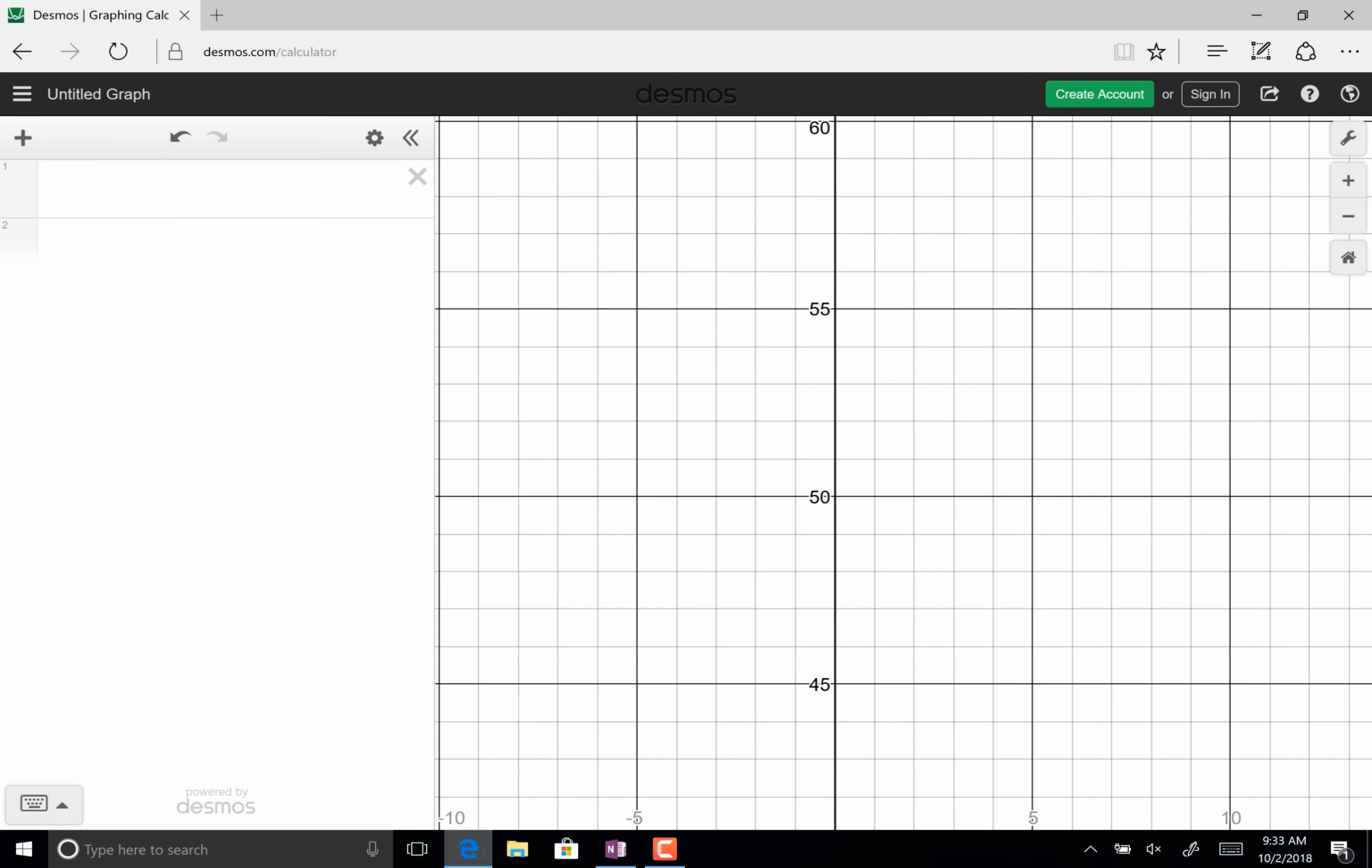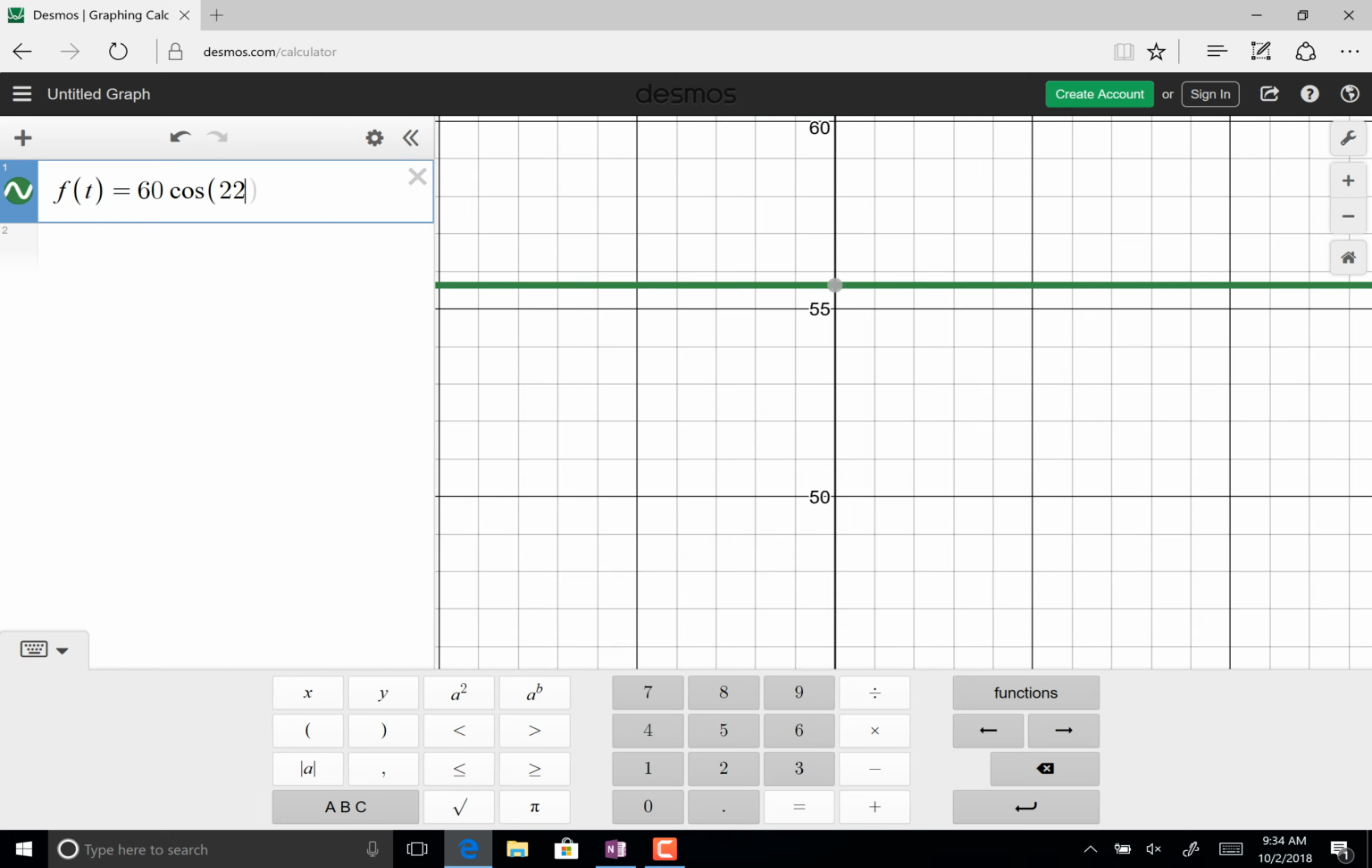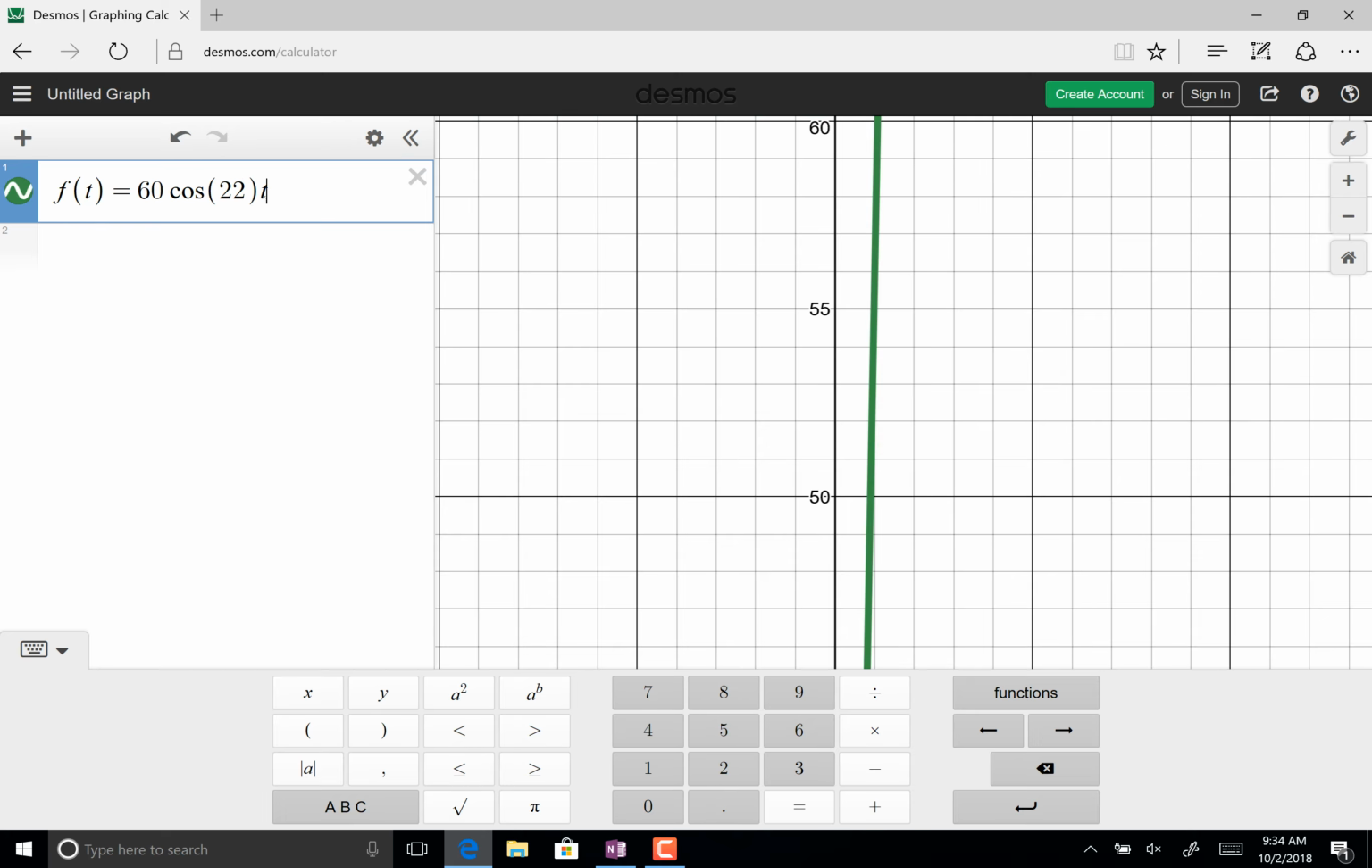Now, Mr. Groom, can Desmos graph them in parametric format? And the answer is yes. So this is how you do it. If you've never done it, you should pay attention to this. It's kind of a big deal. Oops, not F, little f. F of t equals, I said. What was it, 60? No, how hard did you hit it, 60? Cosine 22, t, wait for it.